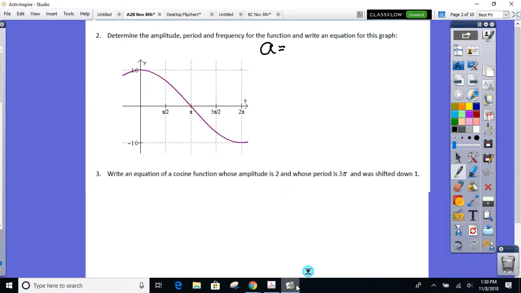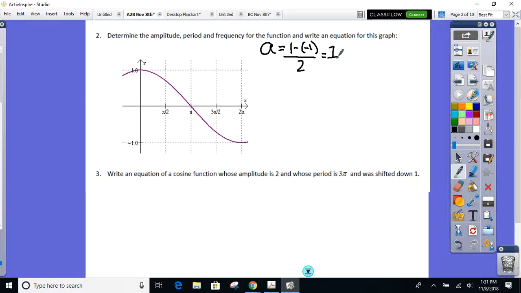You know what I got, fifth period? 1 and negative 1. So 1 minus negative 1, divided by 2. What's my amplitude? 1.